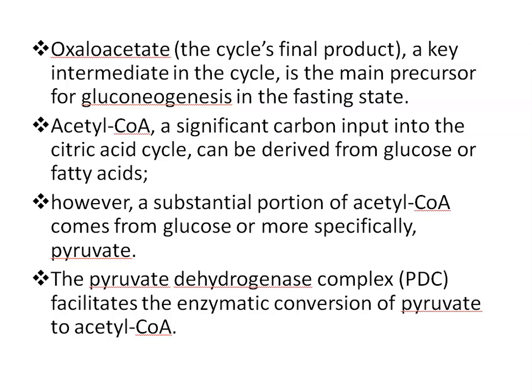Acetyl-coenzyme A, a significant carbon input into the citric acid cycle, can be derived from glucose or fatty acids. However, a substantial portion of this acetyl-coenzyme A comes from glucose, more specifically from pyruvate. So pyruvate dehydrogenase complex facilitates the enzymatic conversion of this pyruvate into acetyl-coenzyme A.